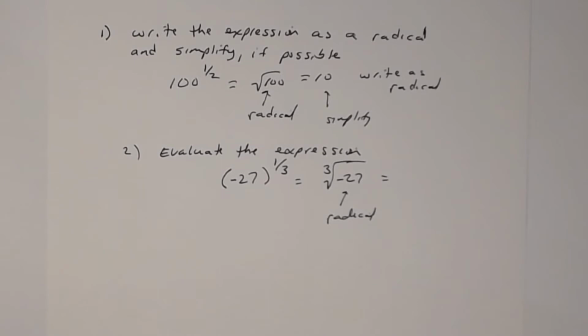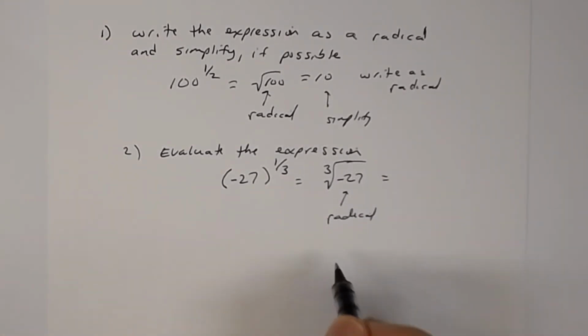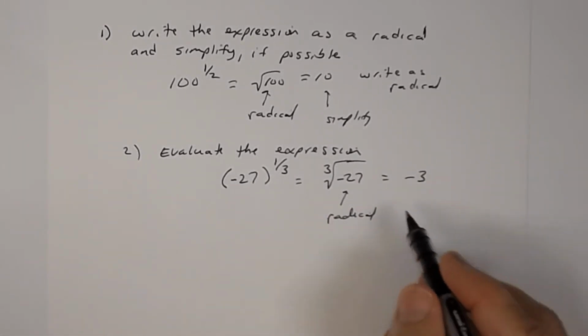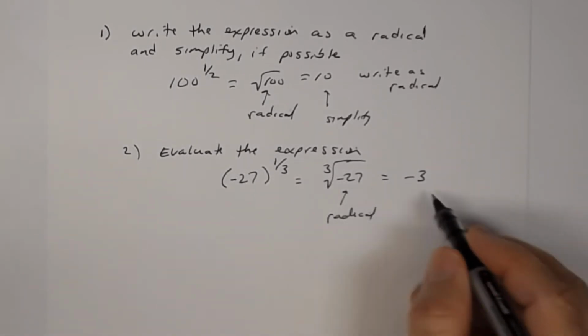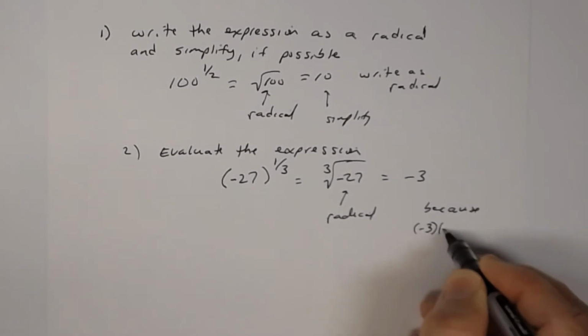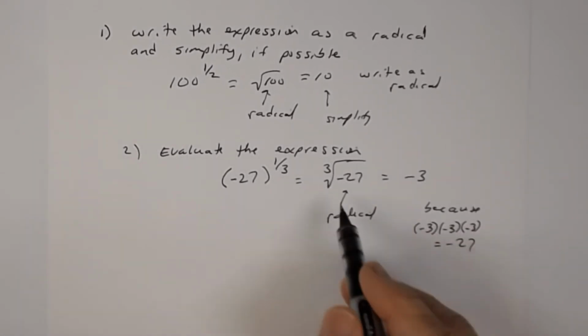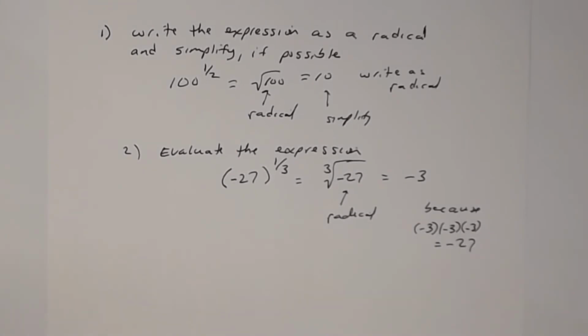So what times itself 3 times is negative 27? Well, the answer is negative 3, because negative 3 times negative 3 times negative 3 is negative 27. Okay, so remember what that means, because negative 3 times negative 3 times negative 3 equals the radicand, which is negative 27. All right, so that's number 2.